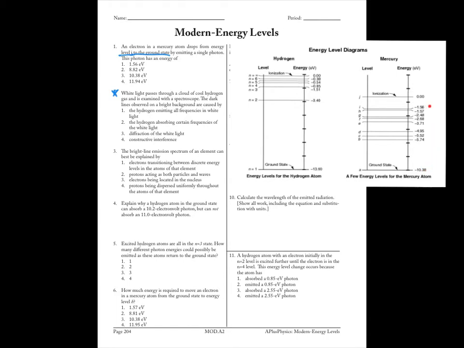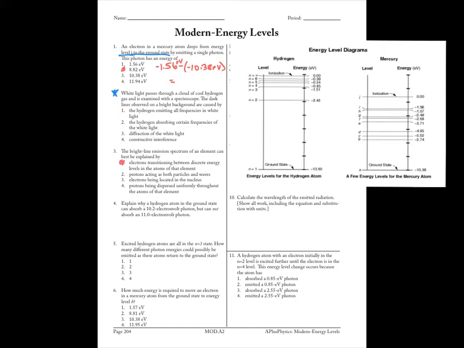You take the difference in their energy levels to figure out how much energy you need to go from this level to that level, and vice versa. So you take the initial energy level, subtract from the final energy level to figure out your answer. And that'll be negative 1.56 minus negative 10.38 electron volts. Take the difference and that'll equal 8.82.